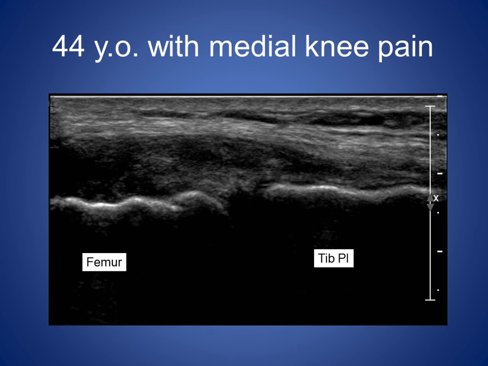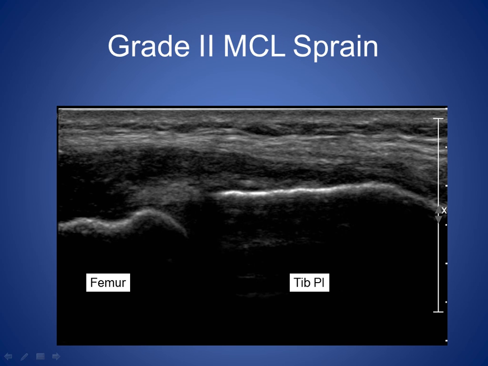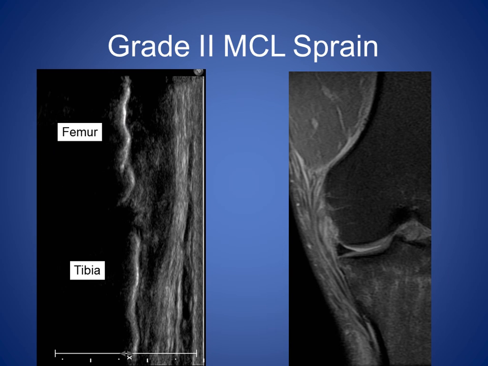So some collateral ligamentous complex pathology. There's a 44-year-old. He's actually one of our soccer coaches at USAFA, and he got taken out by one of his players in practice. And you see that the superficial fibers of the medial collateral ligament are thick and heterogeneous as they insert on the femur. And this is a grade 2 medial collateral ligamentous sprain. And we see here the MRI correlate.